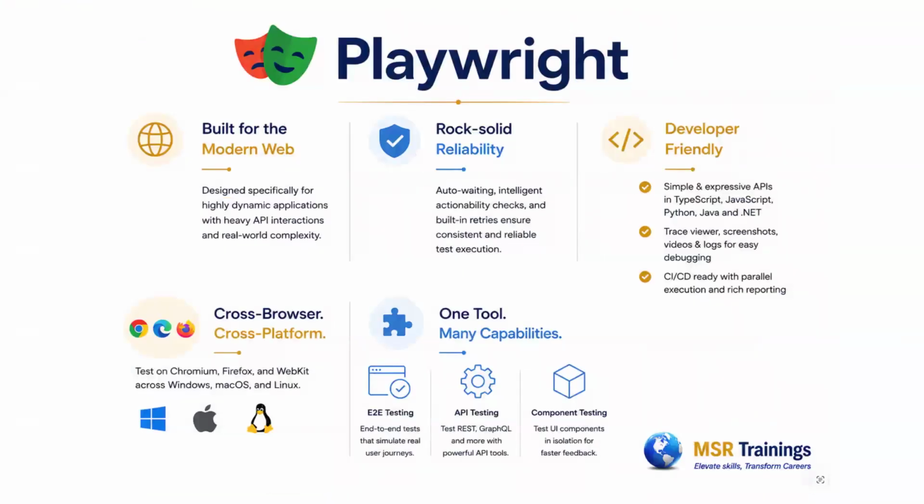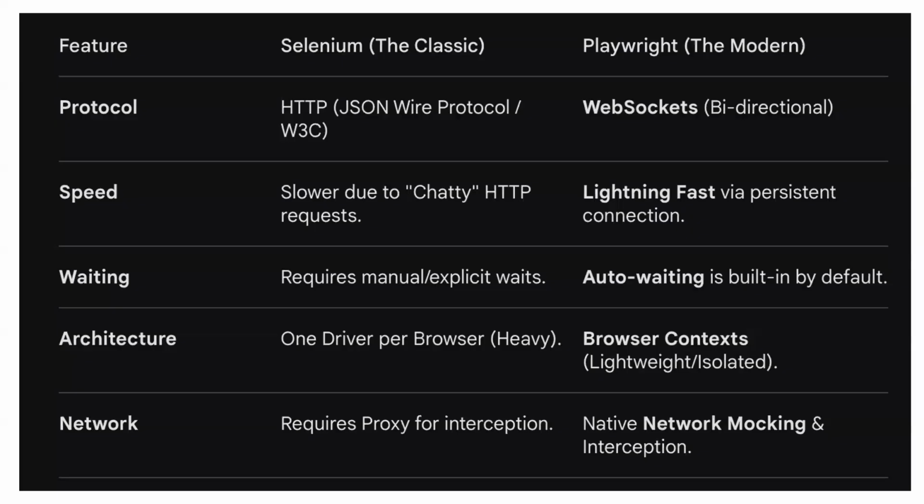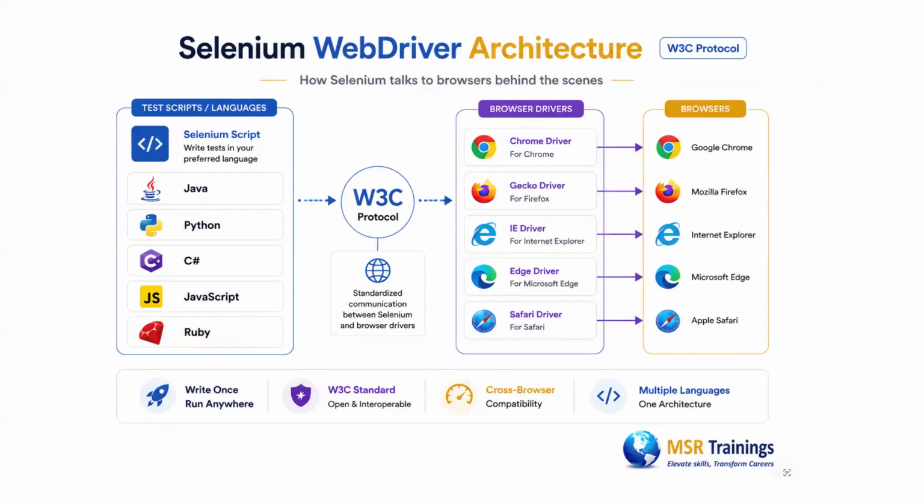In the last session, the demo session, we discussed what Playwright is and what the advantages of Playwright are. Playwright is a modern web application automation tool. It supports both web applications as well as API automation. It also supports end-to-end testing, API testing, and component testing. Then we discussed the differences between Selenium and Playwright, including the architectural difference.